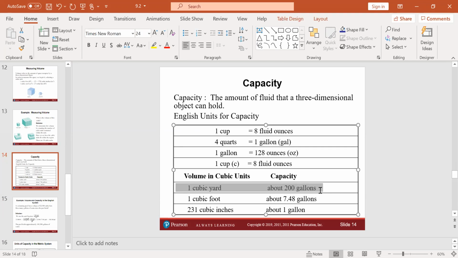But then 1 cubic yard is about 200 gallons. A cubic foot is about 7.48 gallons. So if you're filling the tank of your car and it's a 15-gallon tank, you're probably filling it with about 2 cubic feet worth of gas. 231 cubic inches is about 1 gallon. So we can make these kinds of measurements. We'll finish up this section after the break.